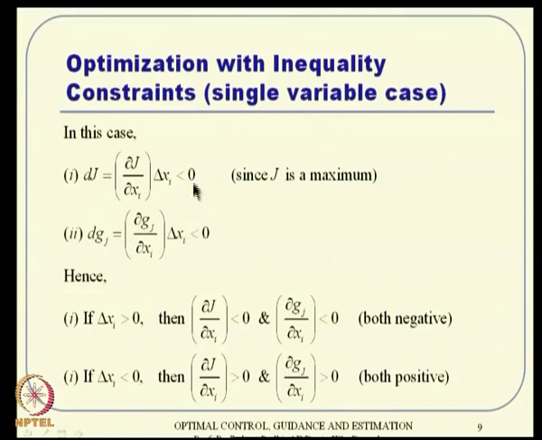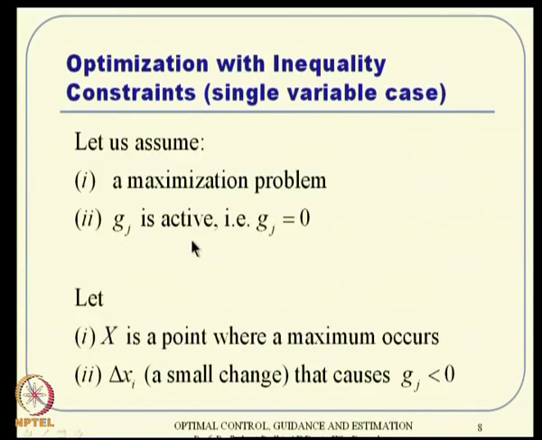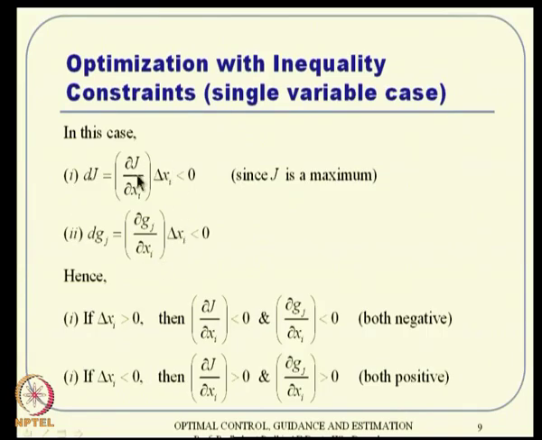Now, what do you infer from there? If these two conditions are true, let us consider delta x i to be a positive quantity; it can very well be a negative quantity, which is discussed next. If it is a positive quantity, then we have to satisfy these conditions anyway. That means del j by del x i and del g j by del x i have to be negative quantities, only then will these equations hold true. Now, if delta x i is a negative quantity, the opposite is true: both of them have to be positive quantities.